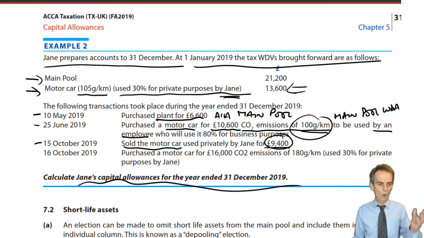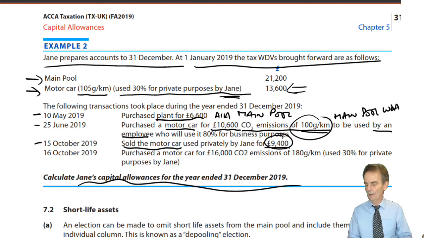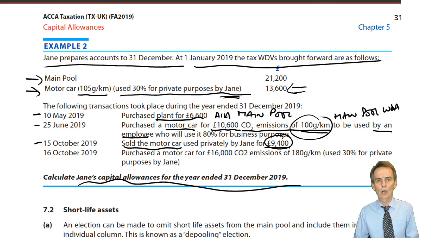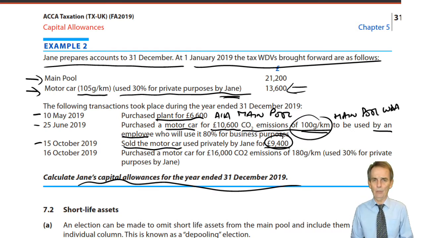When we compare what we originally bought it for, the costs that went into this computation, with now the proceeds, have we taken too much or too little allowance over the period of ownership? Here we've sold it for less than tax written down value, so we have not claimed sufficient capital allowances during our period of ownership. What does it mean? We'll get a balancing allowance there.